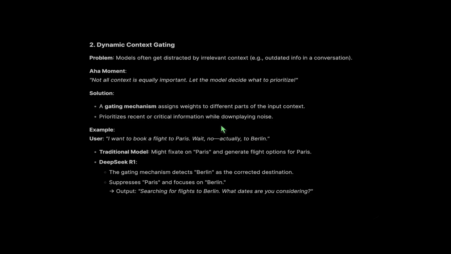In summary, DeepSeek's key innovations, hierarchical attention, sparse attention, hierarchical chunking, and dynamic context gating, dramatically reduce computational cost while improving accuracy and contextual understanding. In the next lecture, we will discuss more reasons why DeepSeek R1 is not only highly efficient, but also remarkably cost-effective.